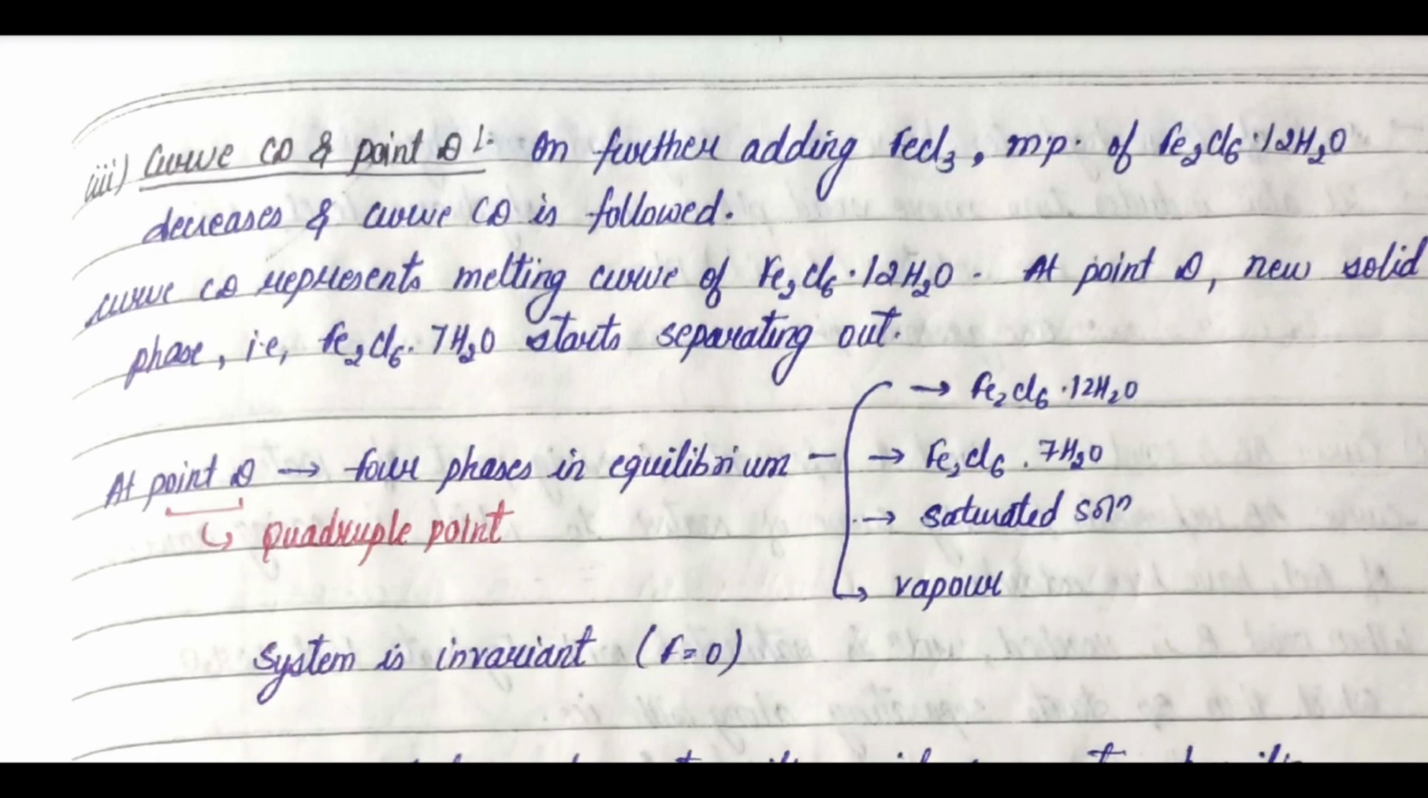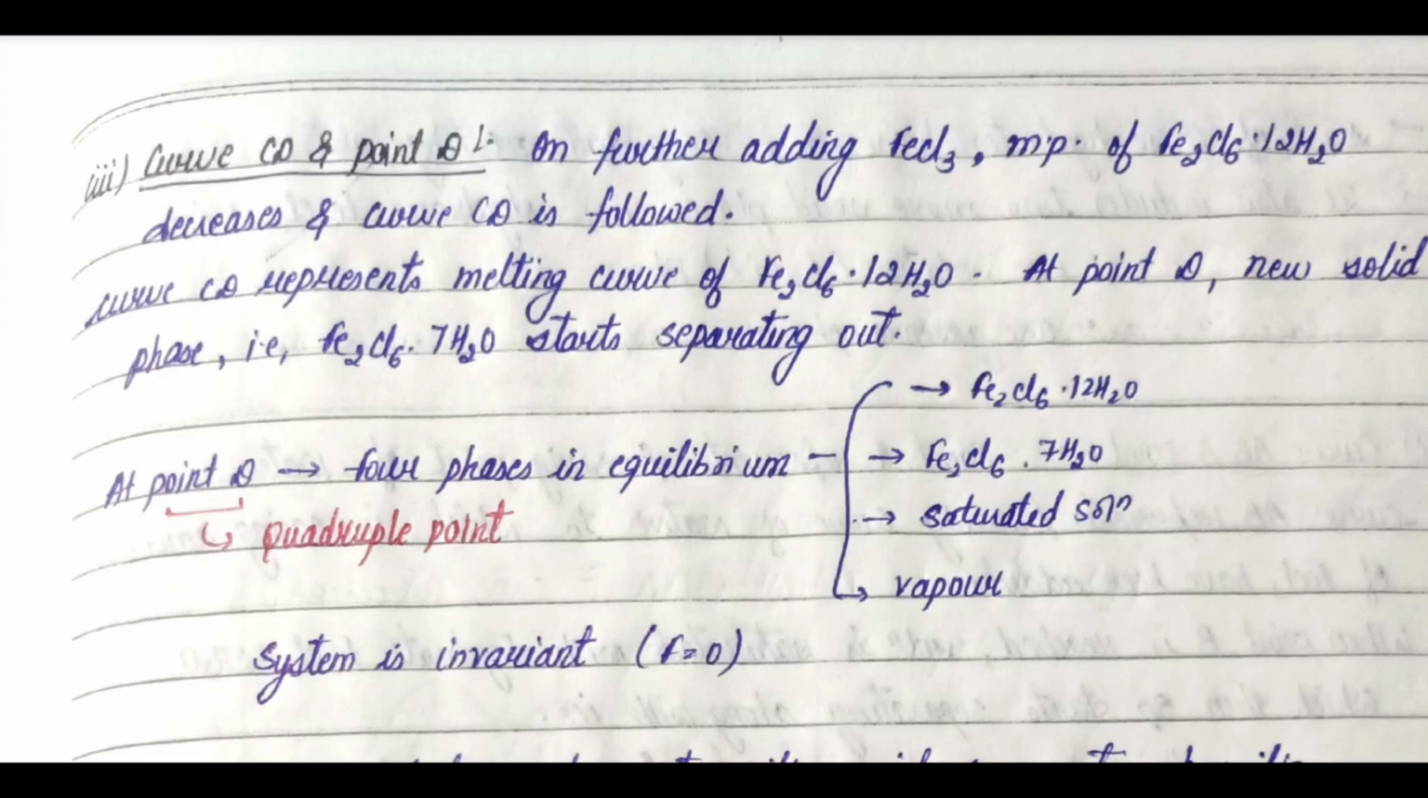Third, curve CD and point D. On further adding FeCl3, melting point of Fe2Cl6.12H2O decreases and curve CD is followed. Curve CD represents melting curve of Fe2Cl6.12H2O. At point D, new solid phase, that is Fe2Cl6.7H2O, starts separating out. At point D, which is the quadruple point, four phases are in equilibrium.